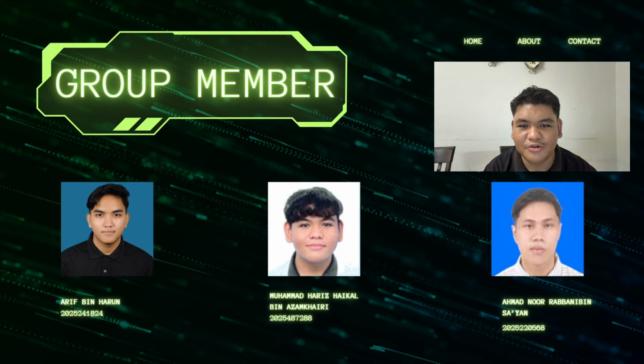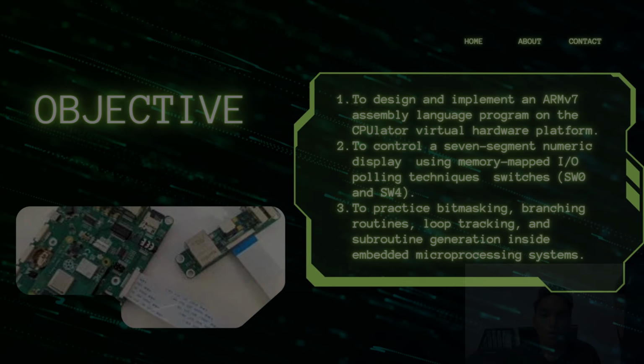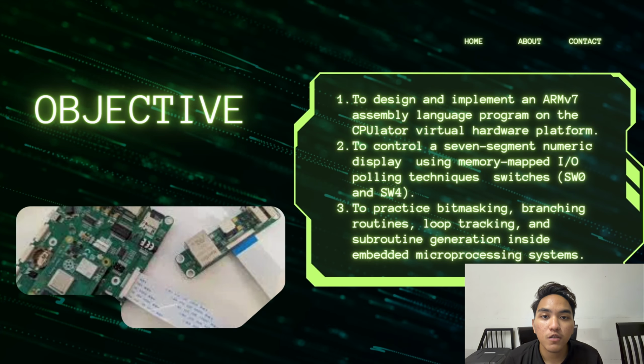Next, we are going through the objectives of this question. So let's move on to the objective. The first objective of this project is to design and implement ARM v7 assembly language programming on a CPUlator virtual hardware platform. This allows us to apply assembly programming concepts in a simulated embedded system environment.